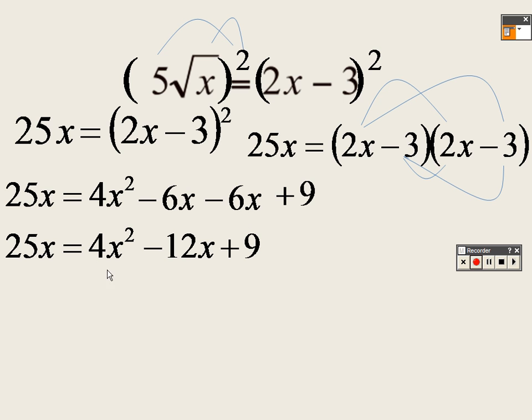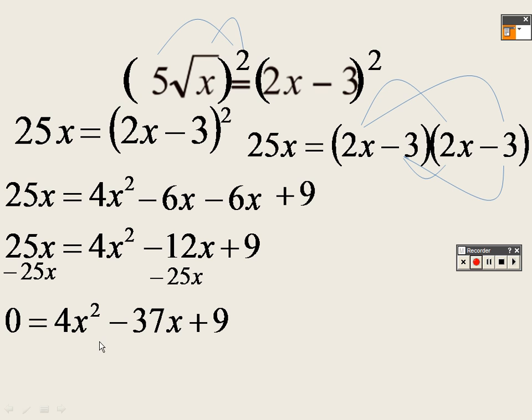And since I notice a quadratic, I'm going to move everything over to one side. So that's why I'm moving that 25 over. So I end up with 4x squared minus 37x plus 9 equals 0. So I can slide and divide this to solve.